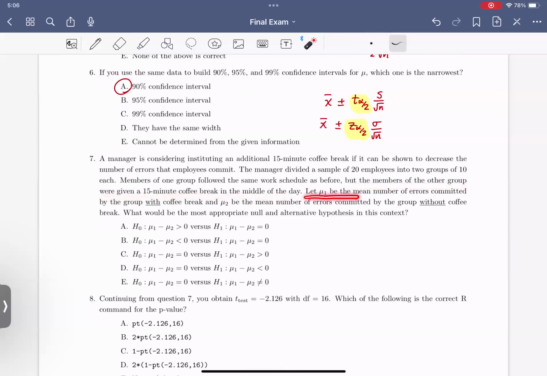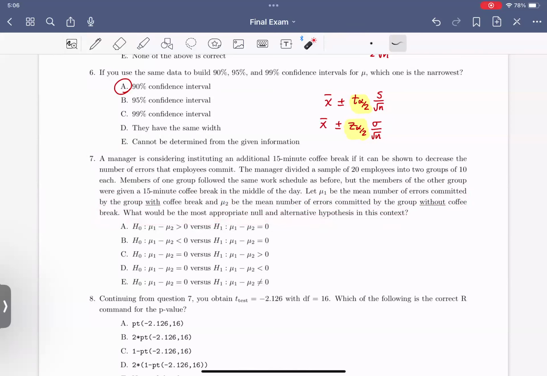So let mu1 be the mean number of errors committed by the group with the coffee break. So the group with the coffee break is going to have the mean of the errors committed as mu1. Mu2 is going to be the mean number of errors committed by the group without the coffee break. Okay. So what would be the most appropriate null and alternative hypothesis in this context?